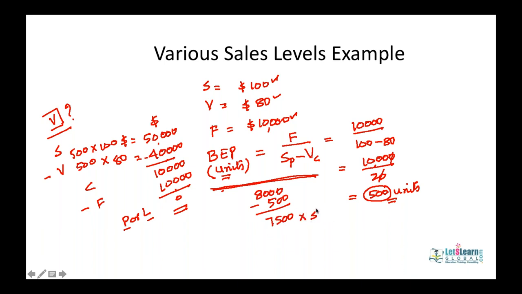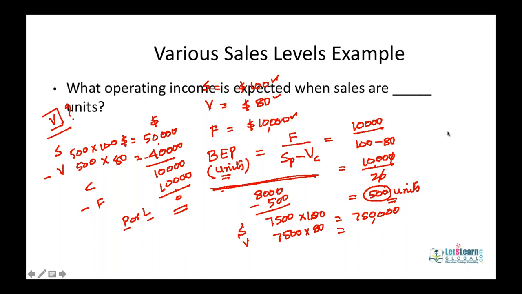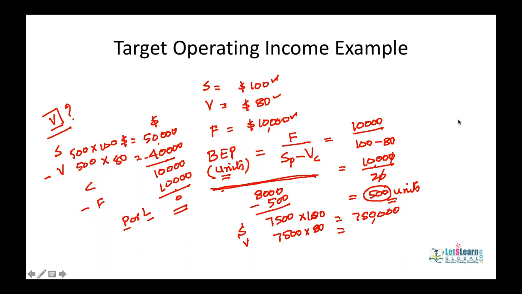7,500 units times selling price, that is how much? $100. It is going to be $750,000. Variable cost, 7,500 times 80, that is 600,000. When you remove it from your sales, you get 150,000. Remember, fixed cost is nothing here. Fixed cost was already recovered here. So 150,000 is your profit.